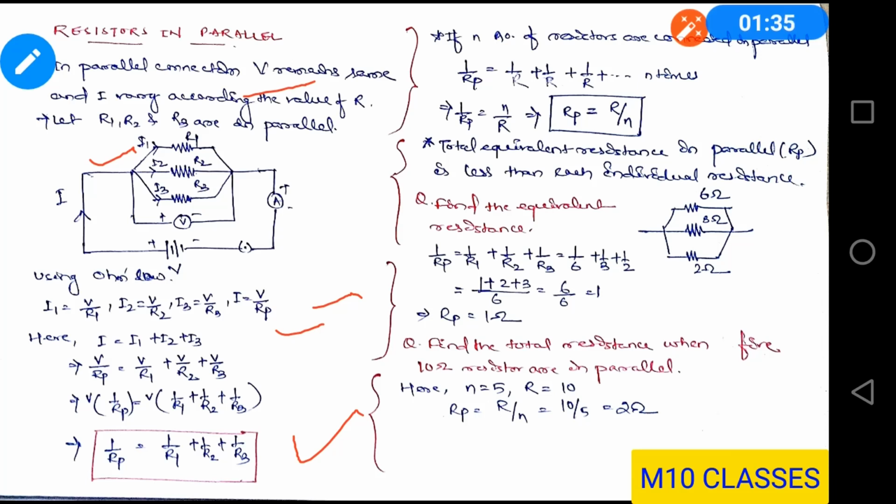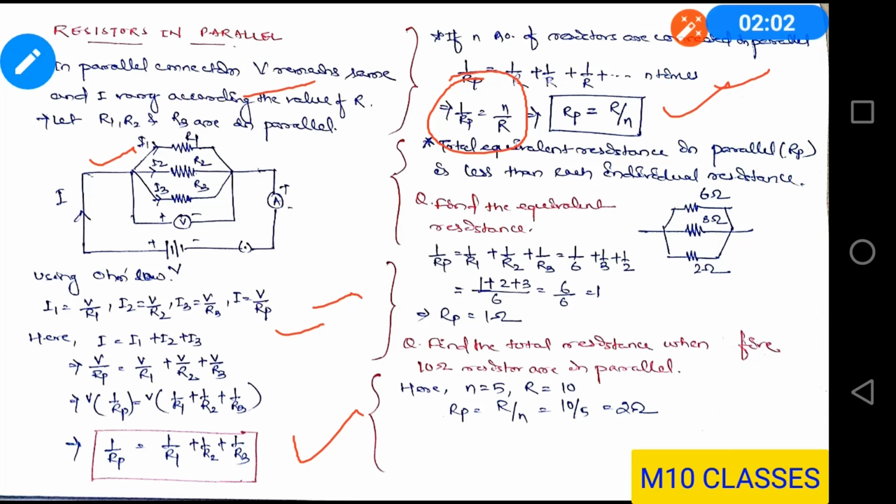Now if there are n number of resistances having equal resistance R, what will you get? 1 by Rp equals 1 by R plus 1 by R plus 1 by R, n times. That is 1 by Rp equals n by R. And you have to find Rp. So take the reciprocal, you will get Rp equals R divided by n.